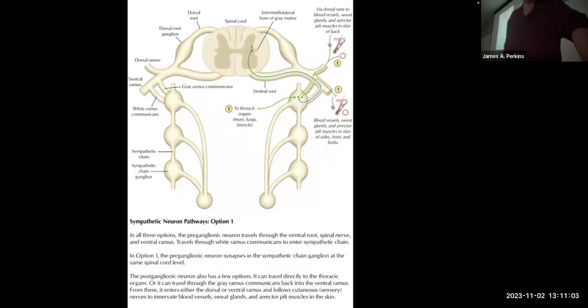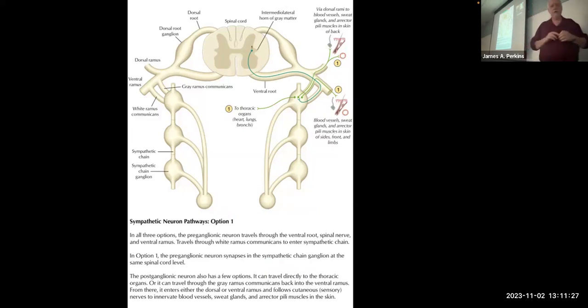All right, so I want to walk you through this pathway in some more detail about how these preganglionic neurons travel into the sympathetic chain and then what happens to them after that. And I'm going to walk you through three separate pathways. I kind of touched on this on the previous slide, but I want to get into it in more detail just to try to clarify these pathways.